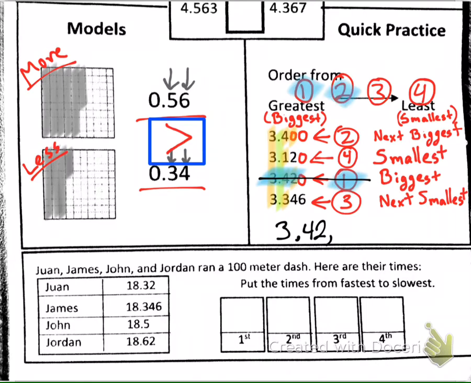The second number is going to be this one, which is the very top one, and that just gave me a 3, a decimal, and a 4. So that's going to be the next number I write, 3 and 4/10. Then number 3 is going to be this one that I've identified with the 3. That's the next smallest, and that's going to be the 3 and 346 thousandths.